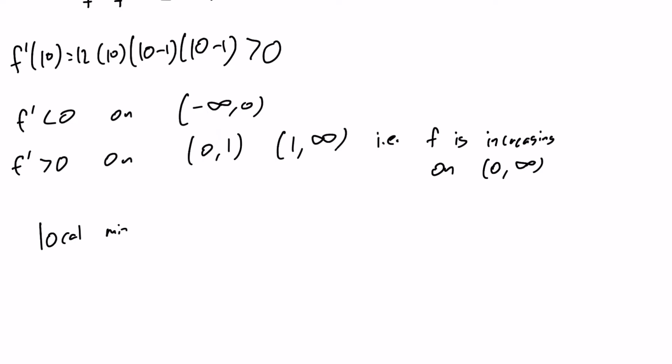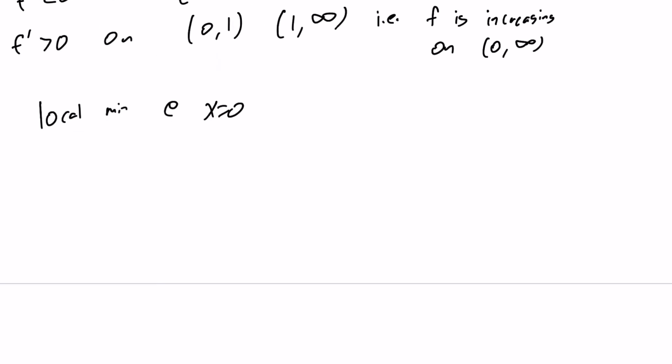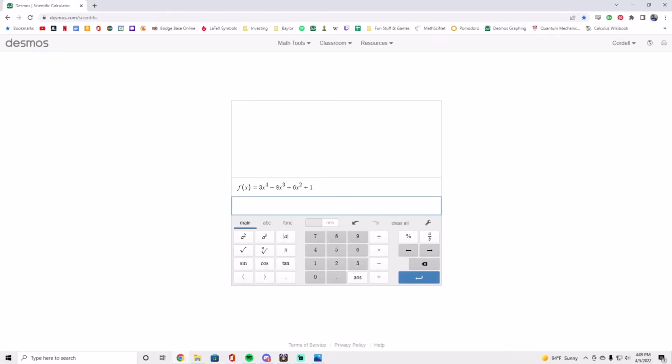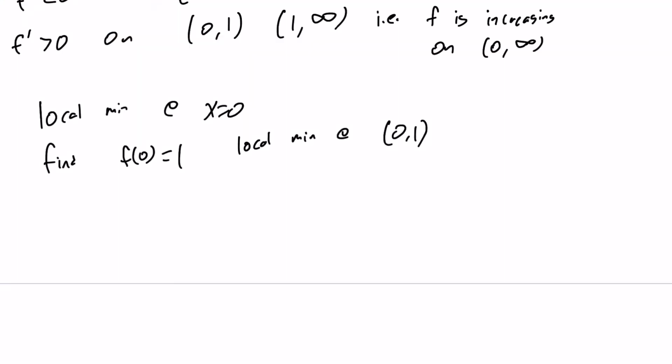at x equals 0. And just like last time, once we find our transition points, we actually want to plug them into the original function. So let's find f of 0. And in order to do that, I have a calculator here. So I've already typed in our function. We can find f of 0 equals 1. So that means we have a local minimum at x equals 1. Sorry, at the point 0, 1. Okay, we have a local minimum at 0, 1.